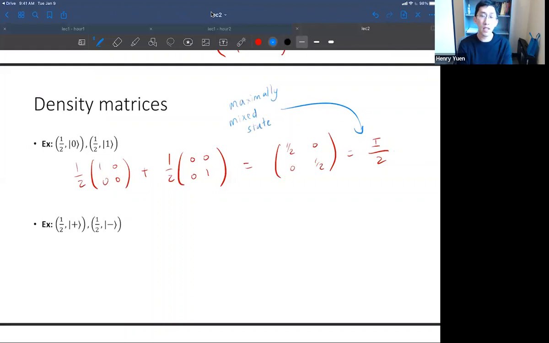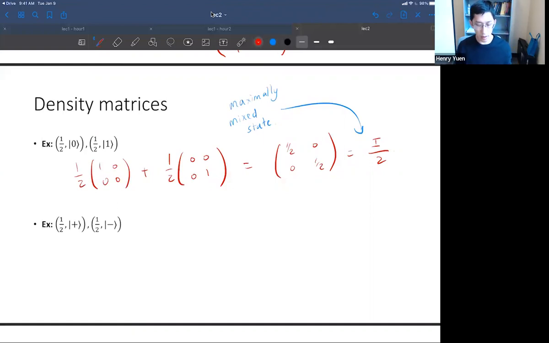And whenever you see a density matrix that's the identity matrix, essentially it means it's a completely random state. You have no information about it. It's sort of featureless. So that's what it is. Let's look at this second state here.